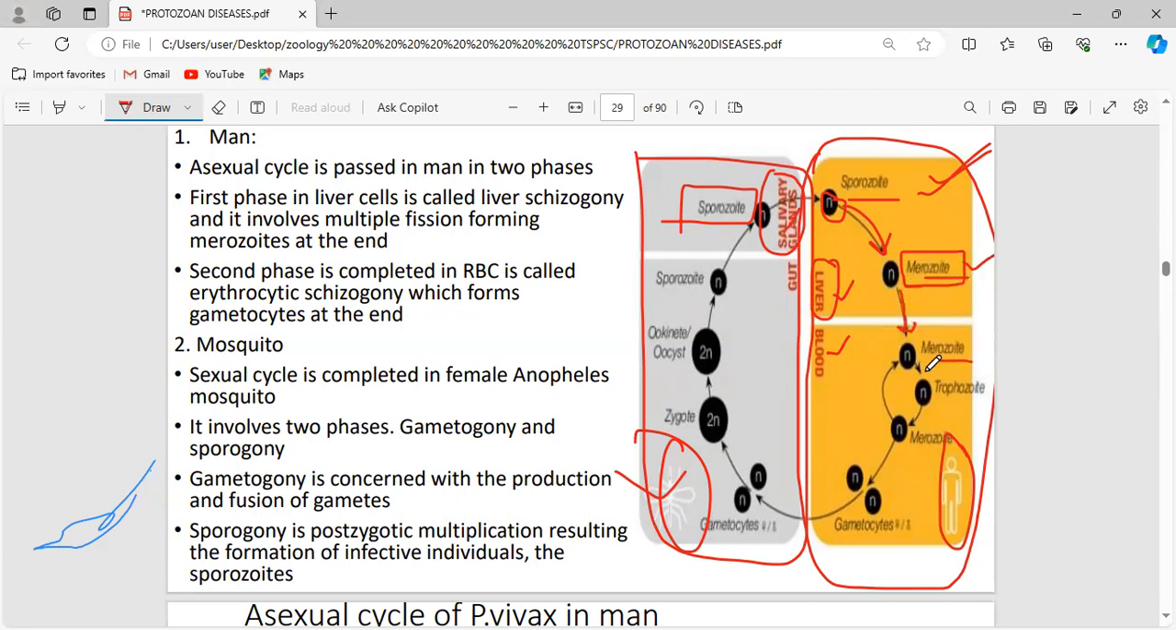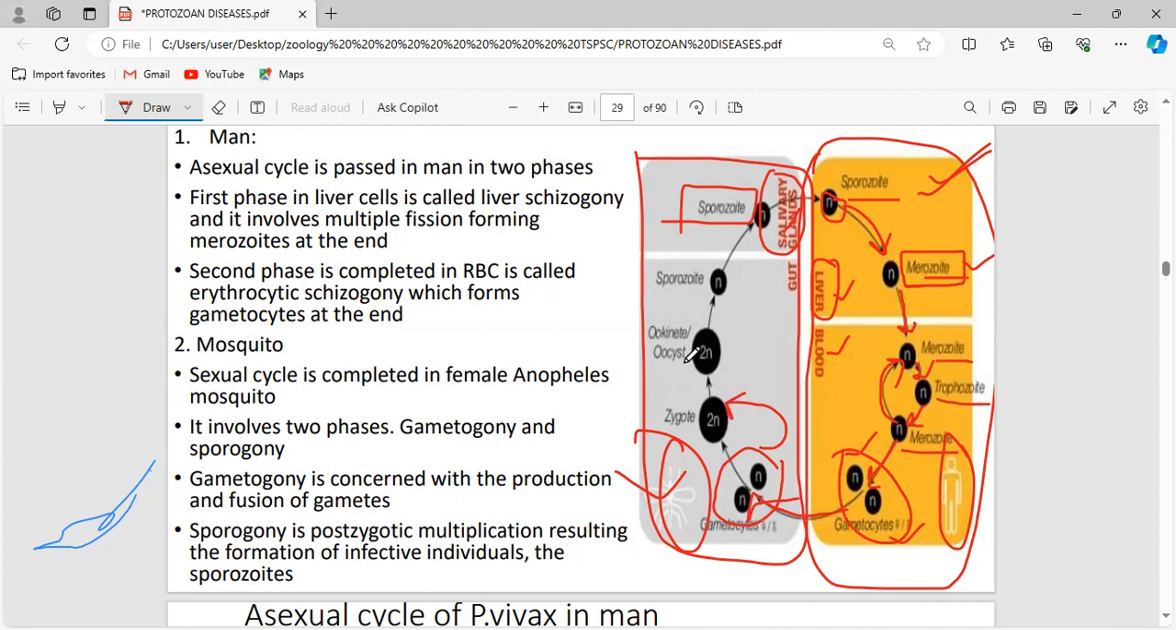From the merozoite, they undergo change to the trophozoite, and this trophozoite is again converted into the merozoite, and there the reproduction is continuous. From the merozoite, the gametocyte is produced. Gametocyte means gametes, male and female. Now these gametocytes enter into the mosquito, and here the fertilization occurs. After the fertilization, the zygote is formed as the end product.